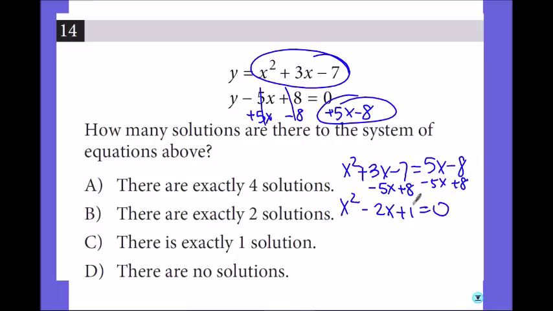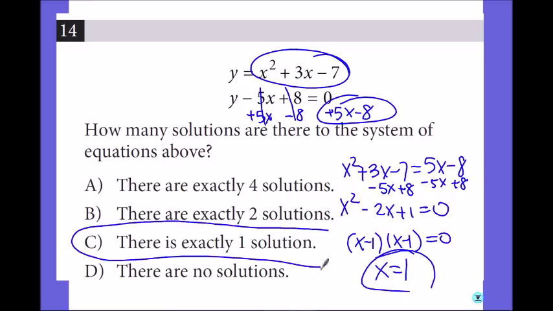So what numbers multiply to 1 and add to negative 2? x minus 1, or x minus 1 squared. So x is 1. So there's only one solution. Exactly one solution.